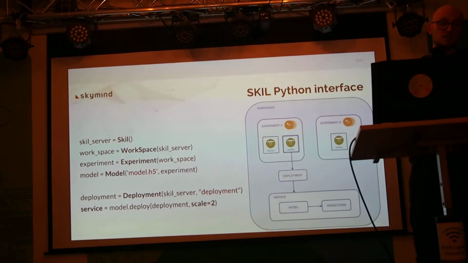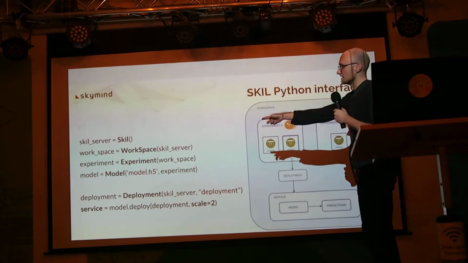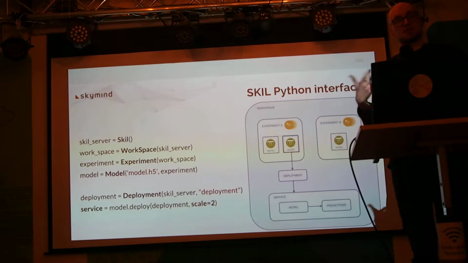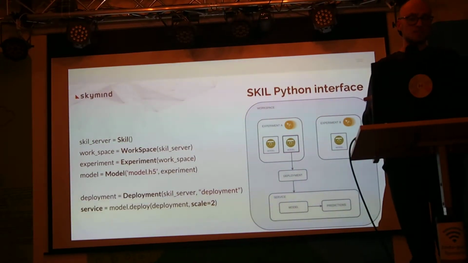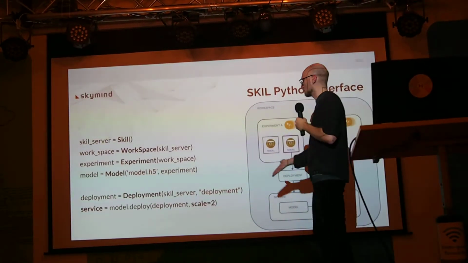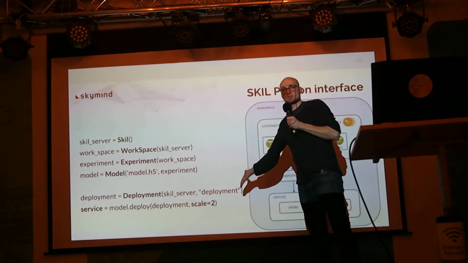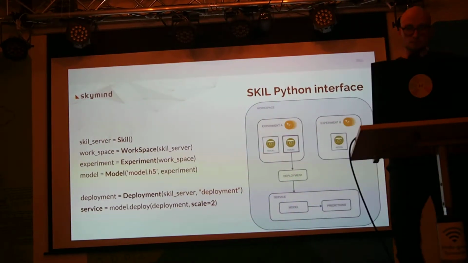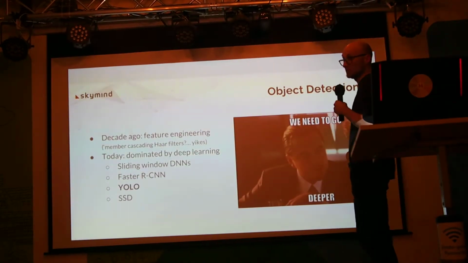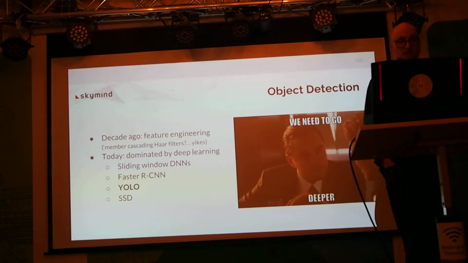So you create a skill server, a workspace in it, then an experiment, and then with some model files, in this case it's model.h5, which is supposed to be a Keras model, you create that. That will be under the hood imported into our platform and managed for you. Then you can deploy it, and the deployed model service can be deployed at some scale, so that does some auto-scaling for you. Alright, cool. That was just a quick introduction. We will see an example of scale in a bit.